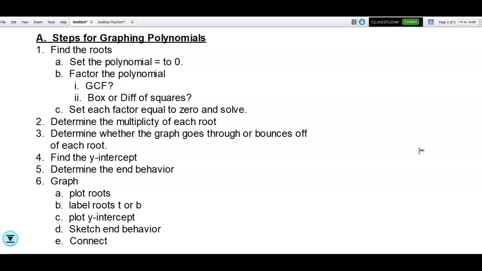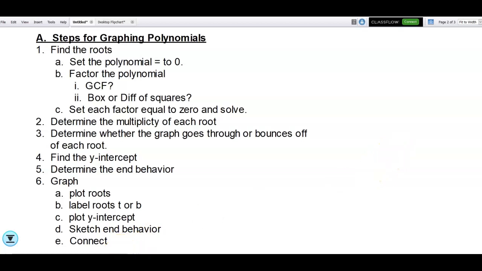Step 2, we can move on into the multiplicity of each root, and then we can determine whether the graph goes through or bounces off of each root. Step 4, we find the y-intercept. Step 5, determine the end behavior. Step 6, we're ready to graph. And to do that, you'll plot your roots. You'll label them with a T or a B, whether they go through or bounce. You'll plot your y-intercept. You'll sketch the end behavior, and then you connect it all together to make a graph.